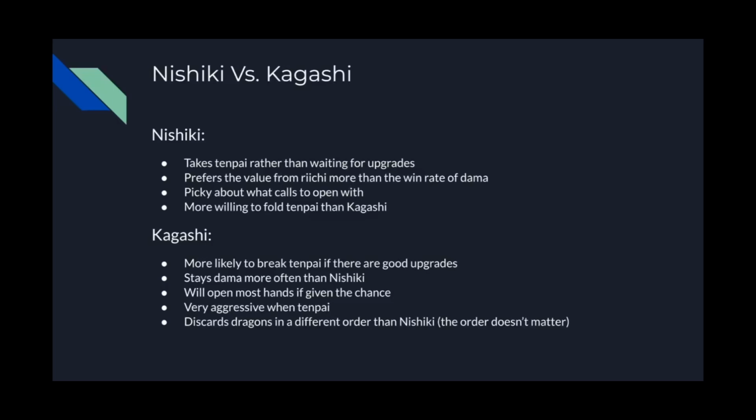Another point is, if you have a hand, say a Dama Pinfu Tanyao, or some sort of Tanyao Dora, like a 5200 point hand or something, a lot of times Nishiki likes a lot more Riichi decisions, even when Dama could be considered. Nishiki really likes the value from Riichi a lot, more than the possible increased win rate from staying Dama.